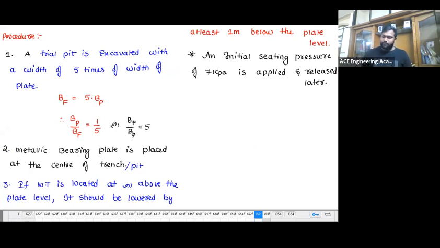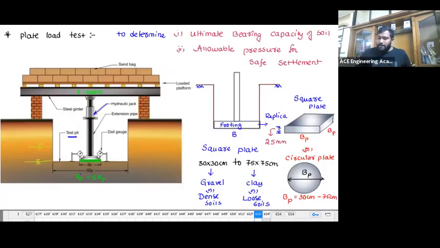Now, once we apply this, by using the sandbags, you see the mechanism. How does the mechanism look like? I apply a sandbag. This entire sandbag load is going to be taken by the I-beam. And from the I-beam, the load starts to get transferred by means of the hydraulic jack. And this is nothing but an extension pipe. And from here, the load is going to be acting on the plate. So loading is done by applying sandbags.